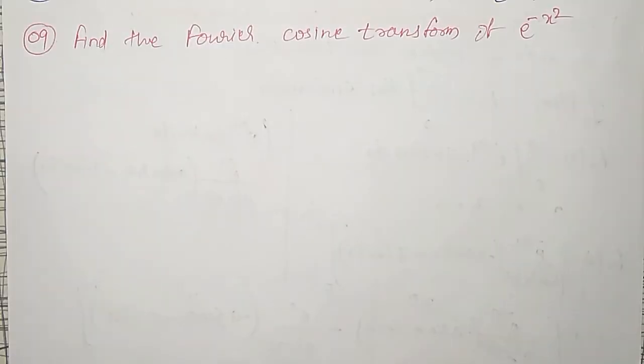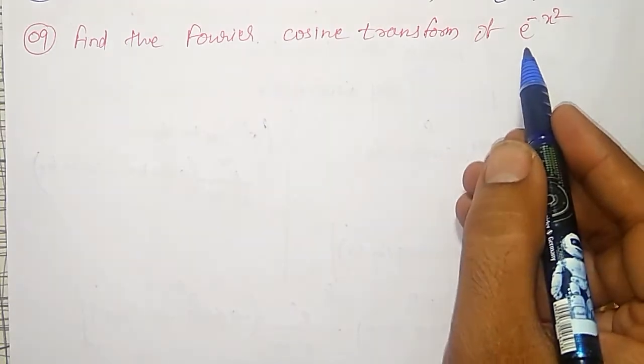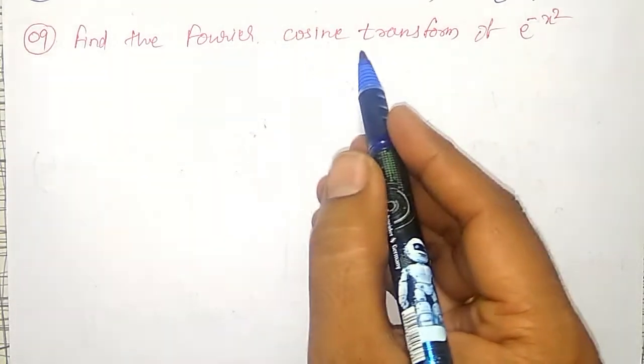In this video, I am going to do an important and tricky example on Fourier cosine transform. That is, find the Fourier cosine transform of e to the power minus x square. I have to find out the Fourier cosine transform.